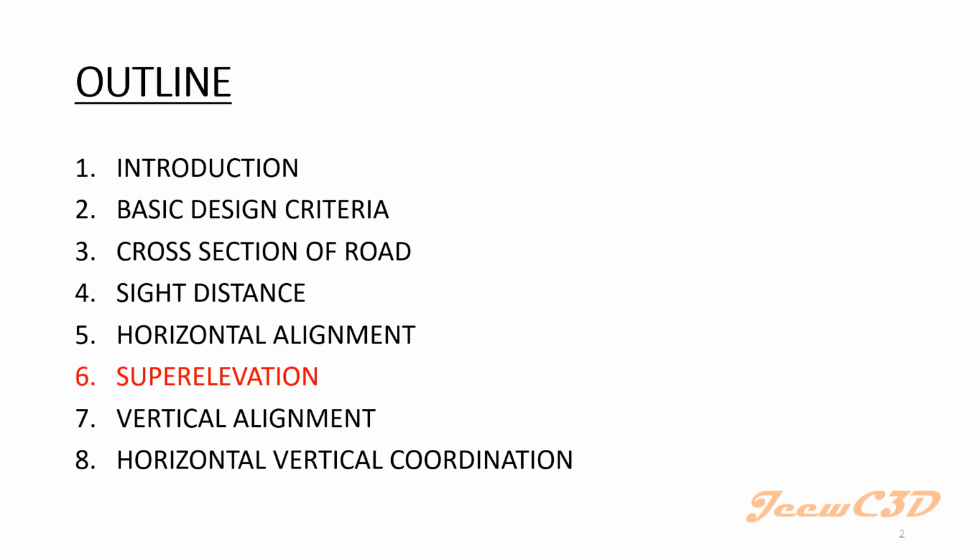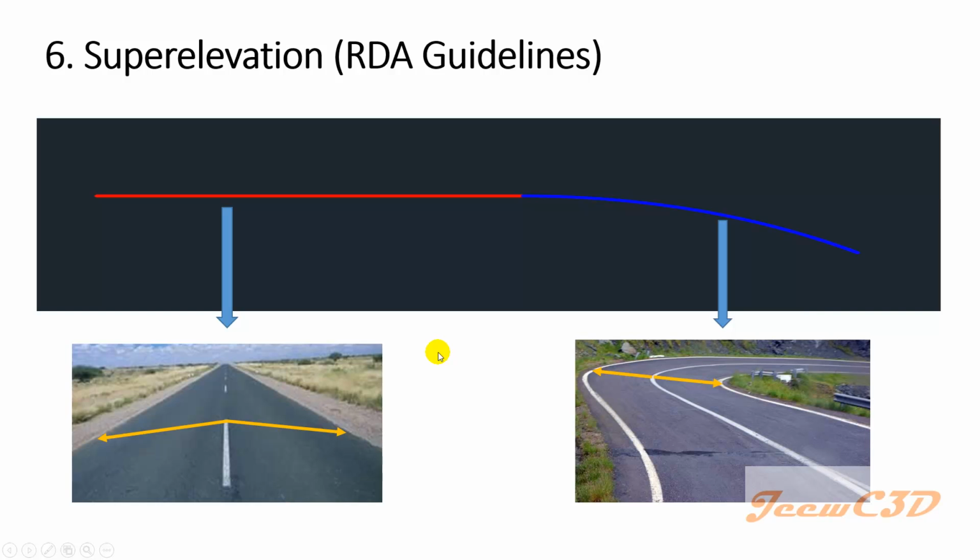In this section we are looking at how to apply superelevations to an alignment. So here in this section we are looking at the superelevation according to RDA design guidelines. If you think this is a plan view of the road, this red part is a straight section, and this blue section is a curved portion.